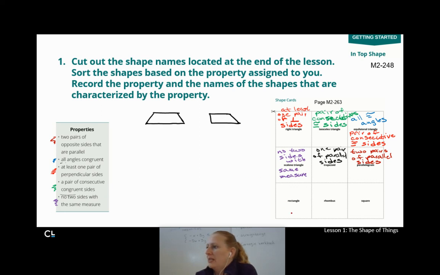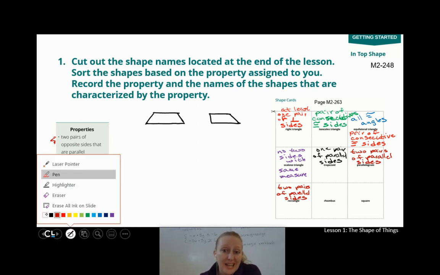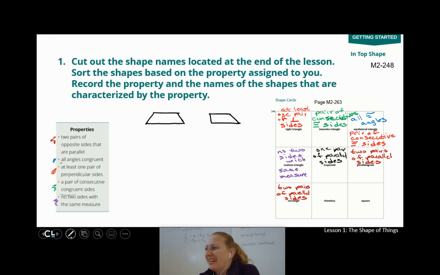All right, let's talk rectangle. You know, rectangles also have two pairs of parallel sides. My writing is small, sorry about that. But I also know that all the angles are congruent because a rectangle has four right angles. So let me grab the other color here. All angles congruent, that's the blue. Okay, so I'm going to say all angles congruent, right? That's important.